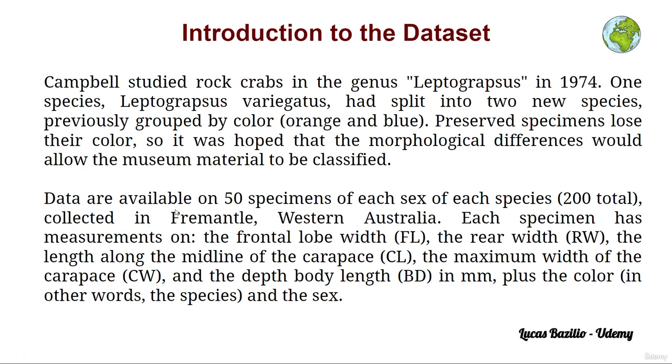The data are available on 50 specimens of each sex and species, so we have 200 total crabs collected in Fremantle, Western Australia. Each specimen has measurements on the following attributes. The first one is the frontal lobe width. Then we have the rear width of the crab, the length along the midline of the carapace, the maximum width of the carapace, and finally the body depth, all in millimeters, plus the color of the crab, in other words the species, and also the sex.